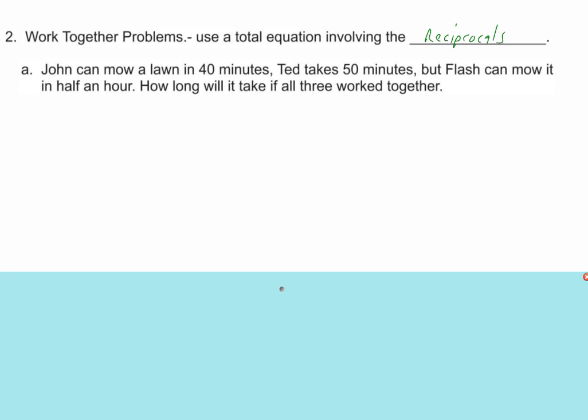Computers have quad processors these days, more than that I would guess, working on the problem at the same time, and therefore you save time. All right, so simple example: John can mow a lawn in 40 minutes. Ted takes 50 minutes, but Flash can mow it in half an hour. How long will it take if all 3 work together?